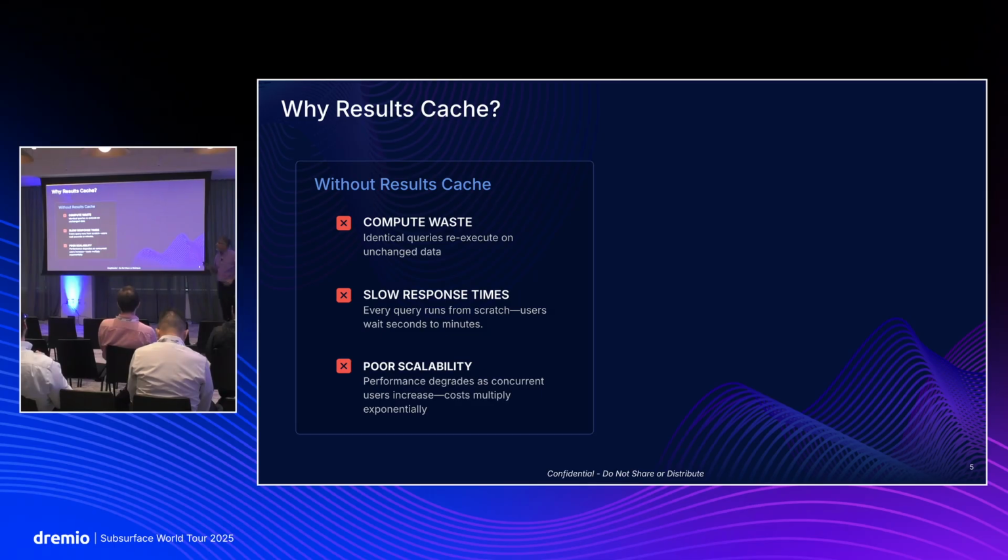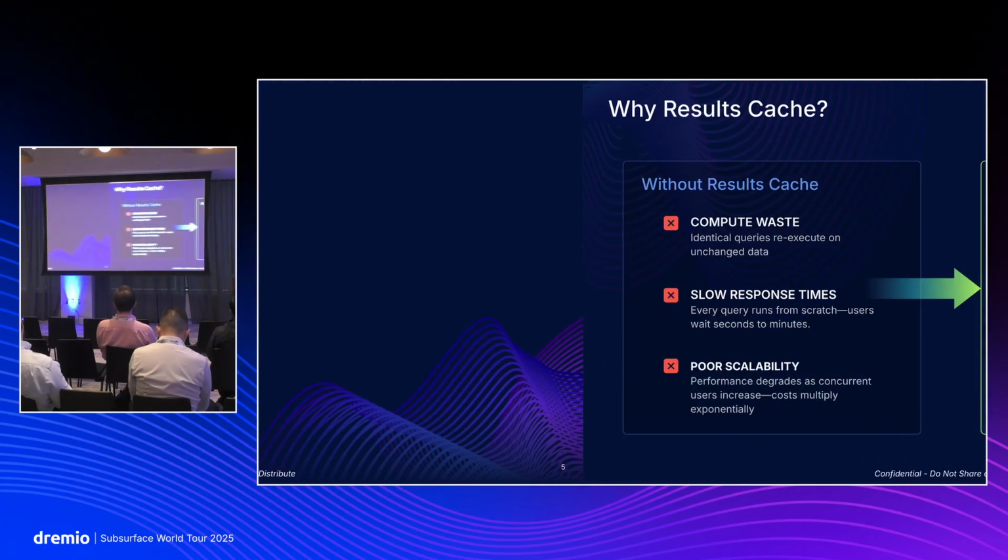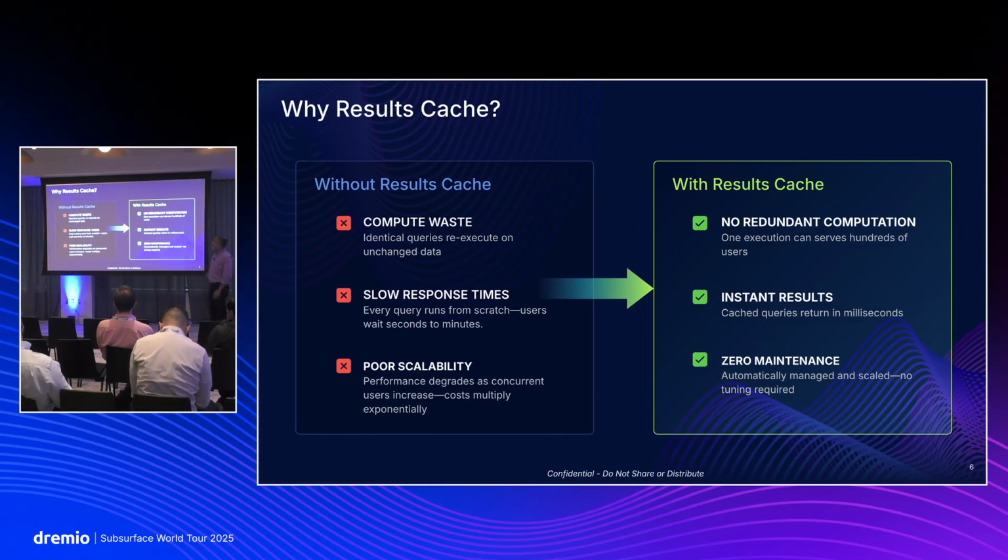Okay, so if you get the same query that is executing again and again on data that has not changed, you could be wasting compute. You could be slowing down response of those queries, and it results in poor scalability, right? So that's exactly when result cache can help. With result cache, we are not re-executing the query, resulting in no redundant computations. You get an instant result, and it's automatically managed and scaled for you.